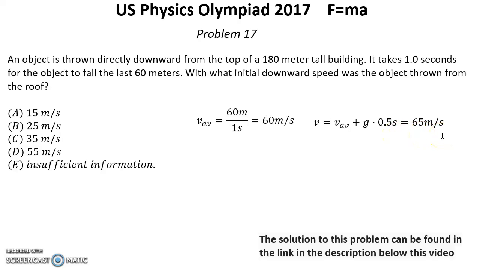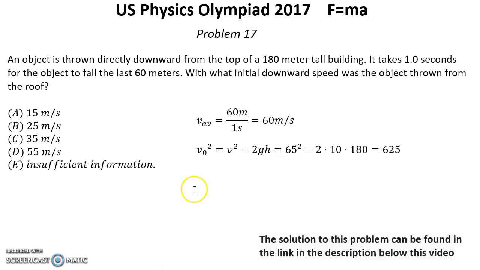And now to find the initial speed, we can use this formula. So we have v0 squared equal to v final squared minus 2gh, which is 625. It means that v0 equals 25 meters per second, and this is answer B. And this is the solution for problem number 17.